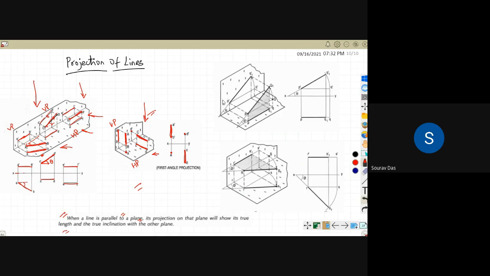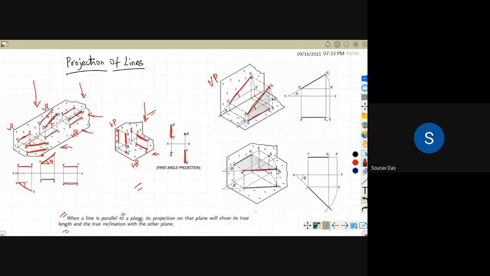Now if we see the case when it is inclined to one of the planes and parallel to the other plane. This line PQ is inclined to the horizontal plane and parallel to the vertical plane. So its projection on the vertical plane, which is the front view of the line, will show the true length of the line as well as the inclination. And from the top view, it will show the projected length of the line.